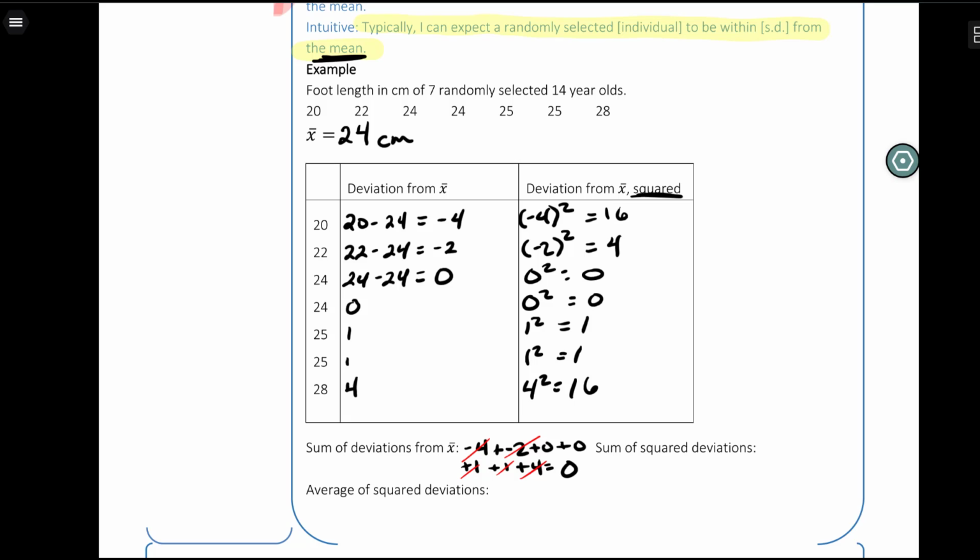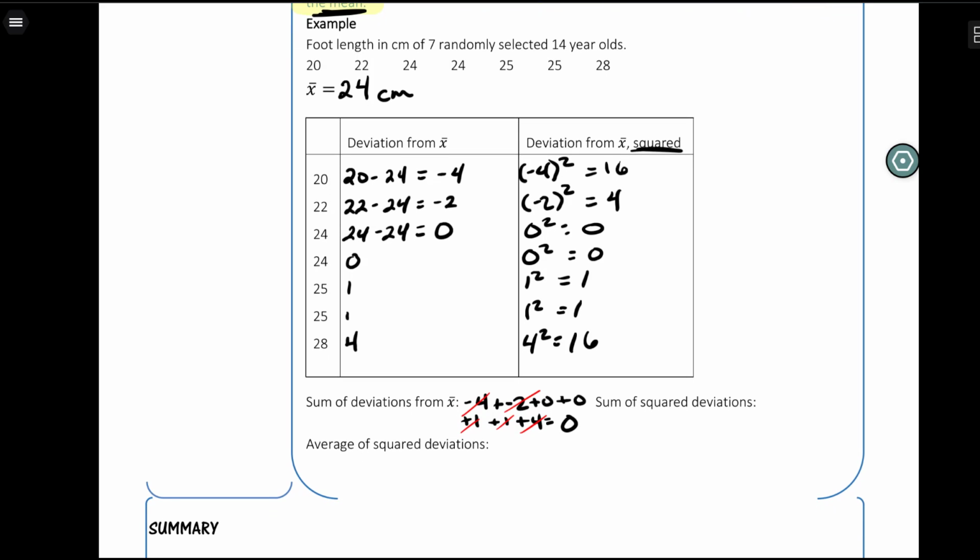Now, let's go ahead and take the average of these squares. We start off by summing them all up. What's 16 plus 16 is 32, plus another 4 is 36, plus another 2 is 38. So the sum of my square deviations would be 38. And now let's take the average of it. 38 divided by 7 gives me 5.429 and then some other repeating decimal.